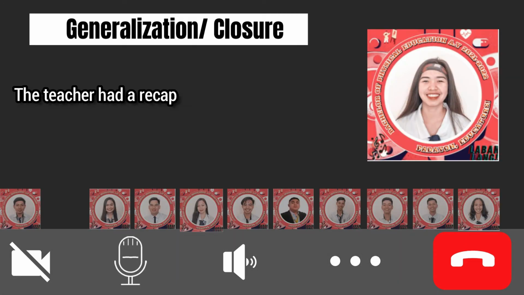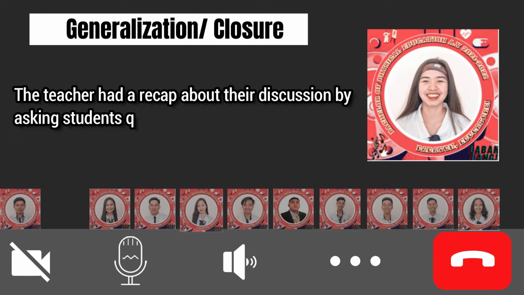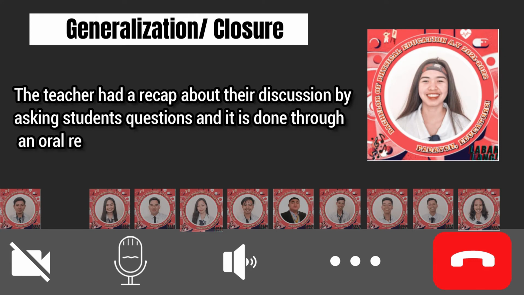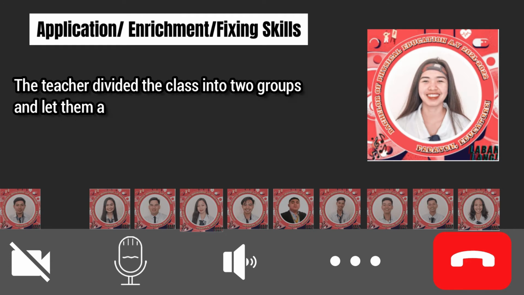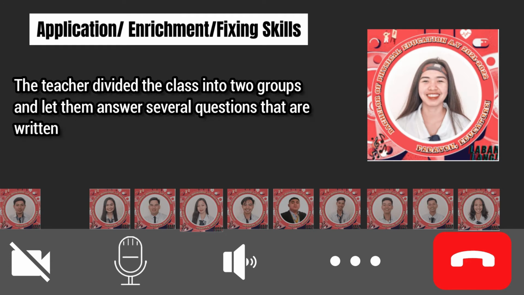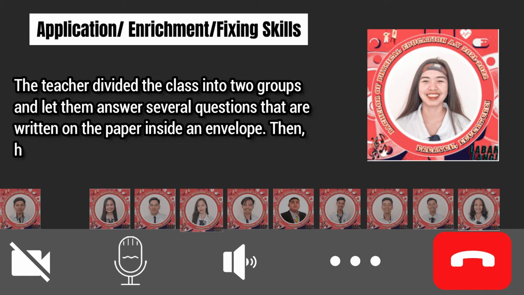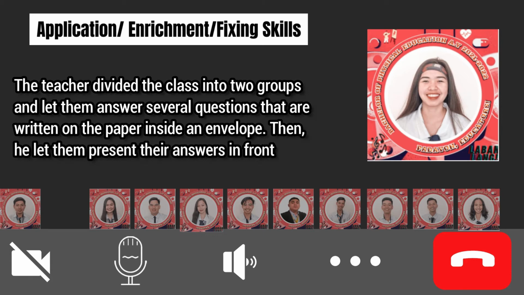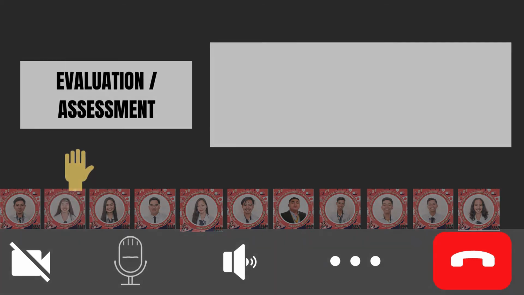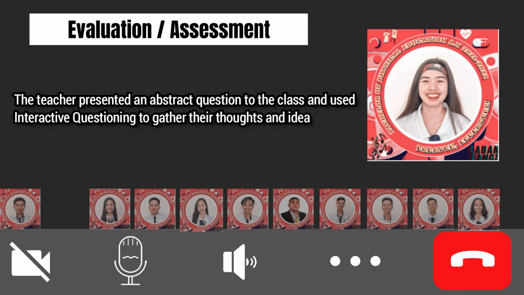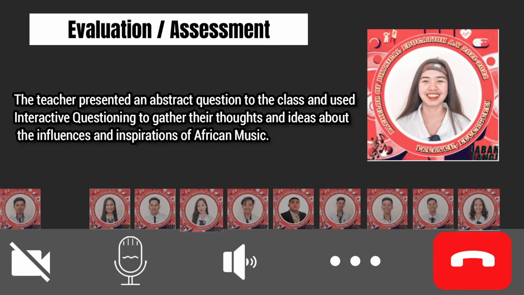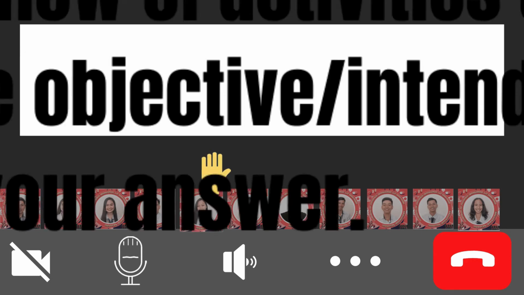The teacher had a recap about their discussion by asking students questions, and it is done through an oral recitation. The teacher divided the class into two groups and let them answer several questions that are written on paper inside an envelope. Then, he let them present their answers in front of the class. The teacher presented an abstract question to the class and used interactive questioning to gather their thoughts and ideas about the influences and inspiration of African music.